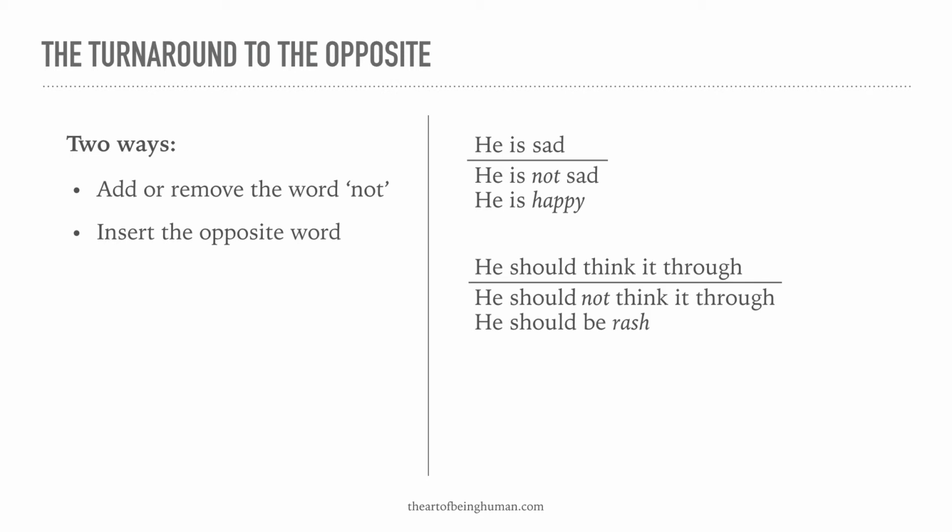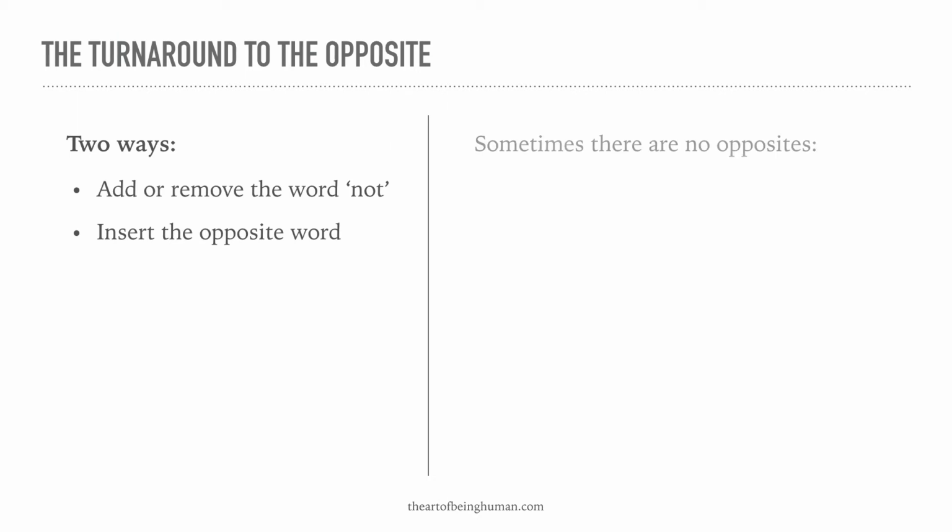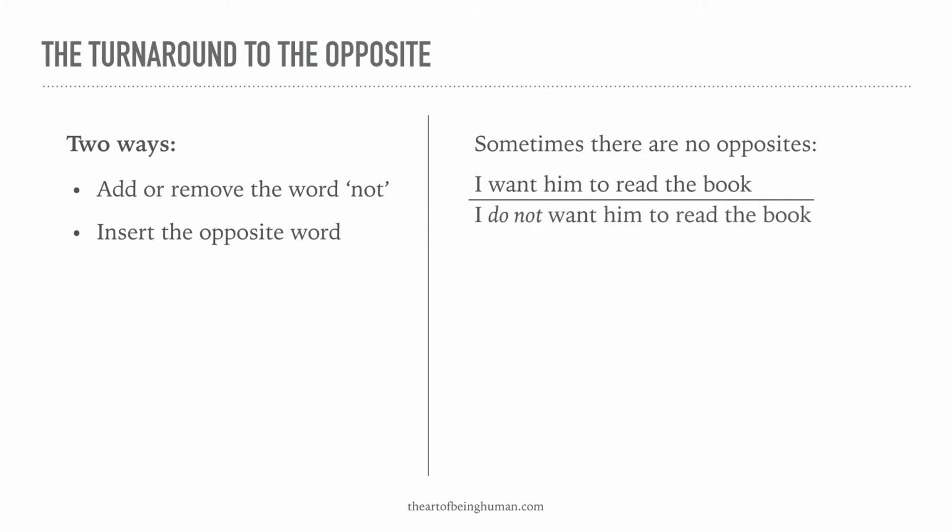And notice, to me, in this case, the opposite to thinking it through is to be rash. Others might find other words to be an opposite to them, and then, of course, those are the ones they should use. At other times, there are no opposite words. I want him to read the book can be turned around to I do not want him to read the book, but I want him to unread the book doesn't necessarily make a lot of sense. And sometimes it does. If it opens something up for you, go for it. And if not, simply move on to the next variation.